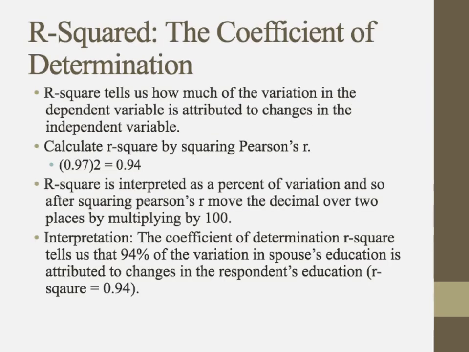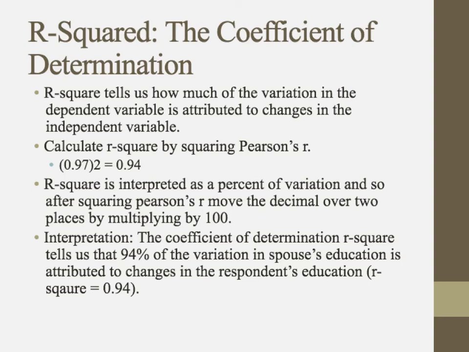Okay. There's one more part to Pearson's R, and it is something called R squared. It's the coefficient of determination. Now, R squared tells us how much of the variation in the dependent variable can be attributed to changes in the independent variable. We calculate R squared by squaring the Pearson's R that we calculated.